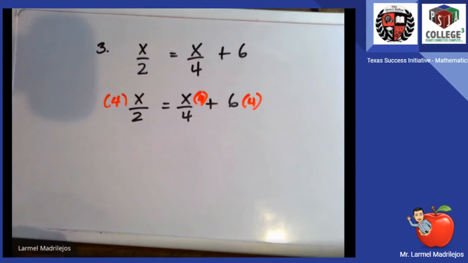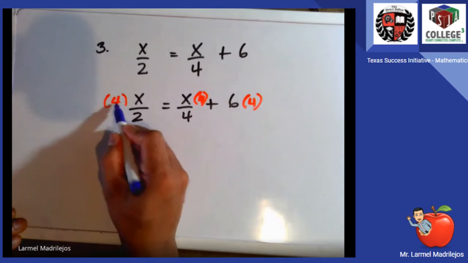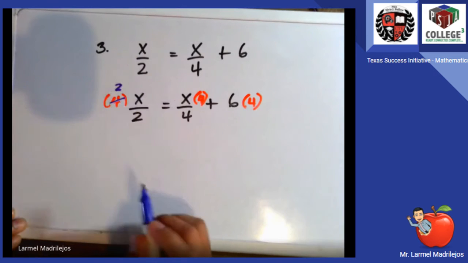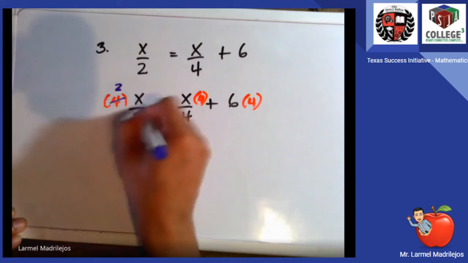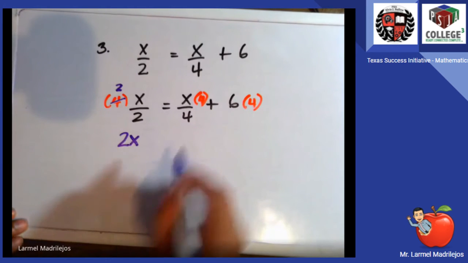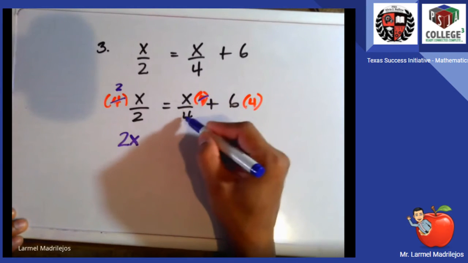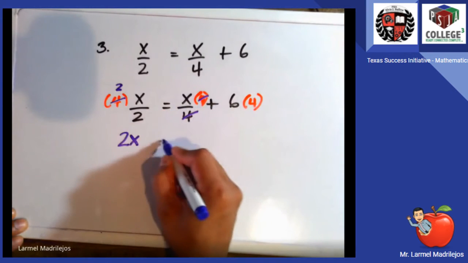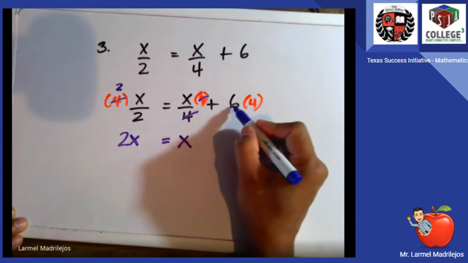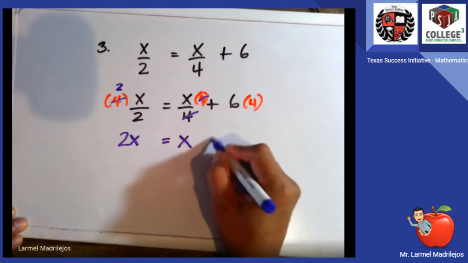If I multiply that, it's simplifying. 4 divided by 2, you got 2 there. 4 divided by 2 is 2, so this turns to 2x. 4 divided by 4 gives me 1, so this gives me x. 6 times 4 is 24.